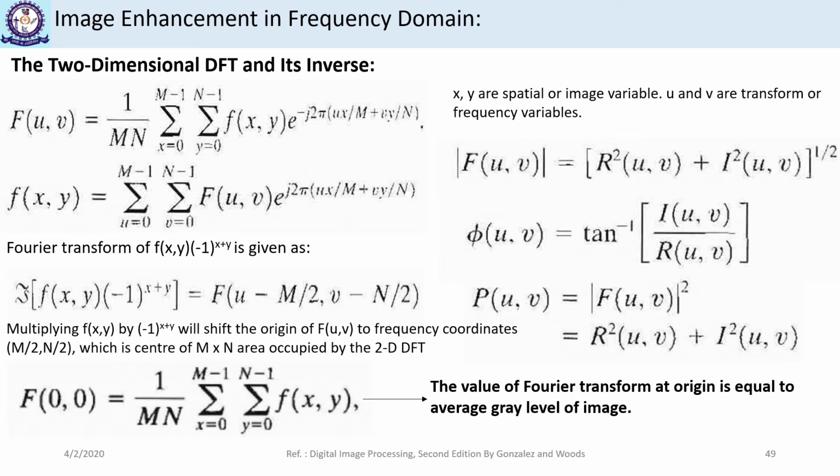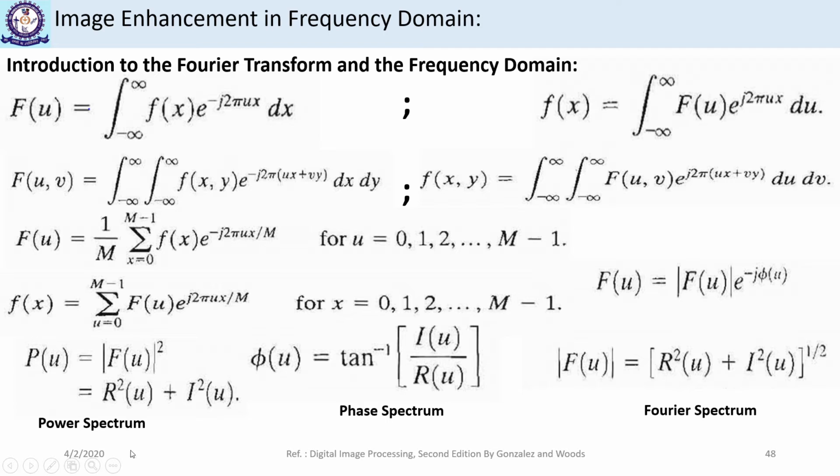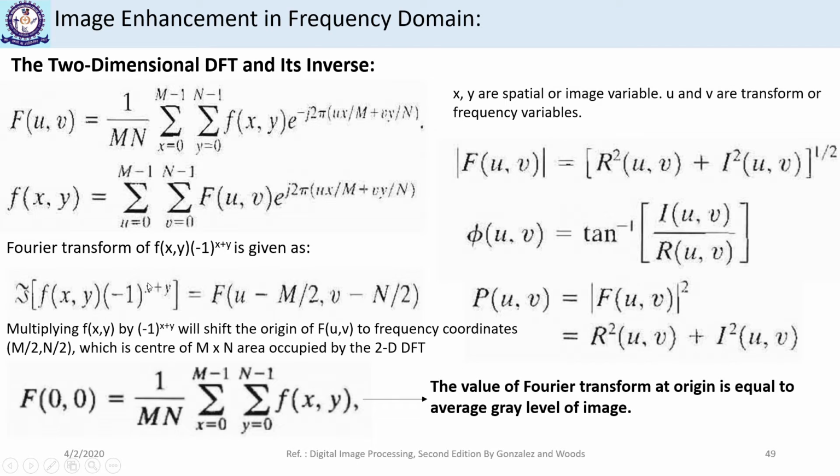Now moving ahead, we have discussed the one-dimensional discrete signal, but an image is a two-dimensional discrete signal. So we will discuss the two-dimensional discrete Fourier transform, that is DFT, and its inverse. In one dimension we had only one independent variable in the spatial domain. Here we will have two independent variables, x and y.